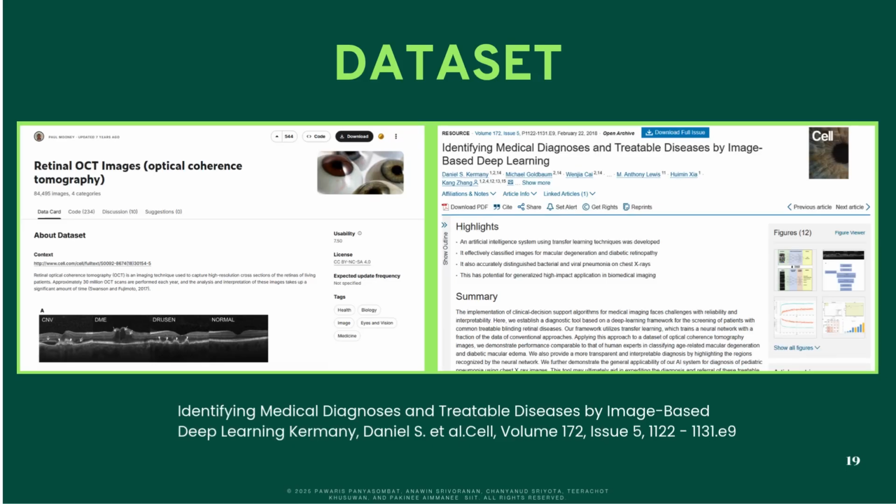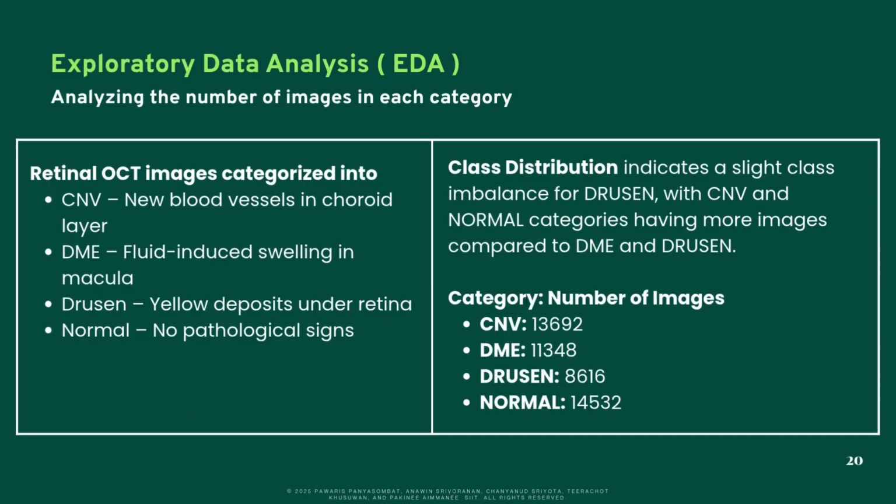We get the dataset from Kaggle, from a research paper from the NFS company. We have provided the citation below. For the EDA, we found that the categories of the images are CNV, DME, Drusen, and Normal, a total of 4 classes. The amounts are listed below: CNV and Normal are almost the same, while DME and Drusen differ a lot. So we want to do CNV and Normal since the class distribution is close.